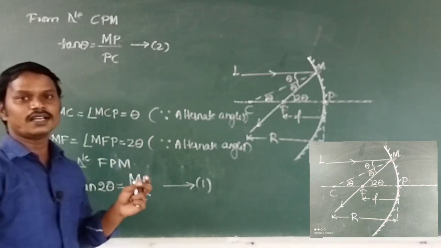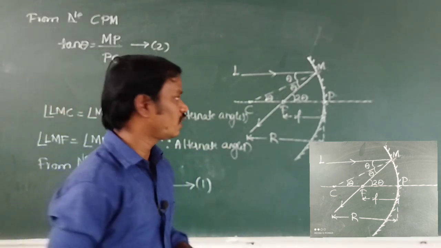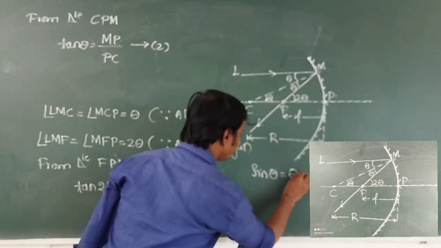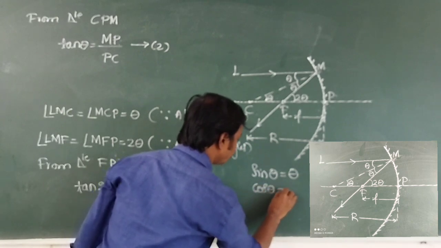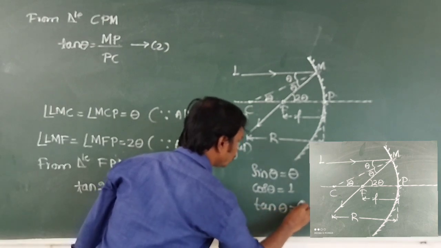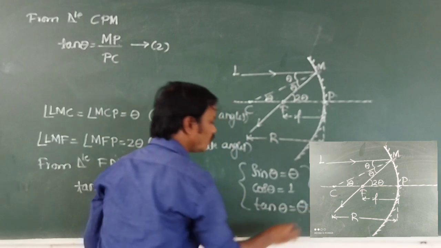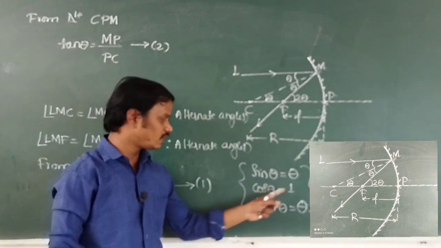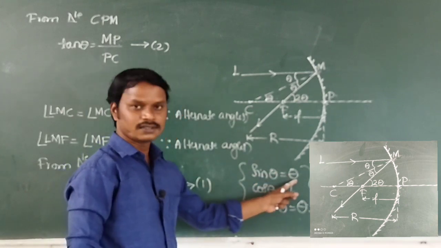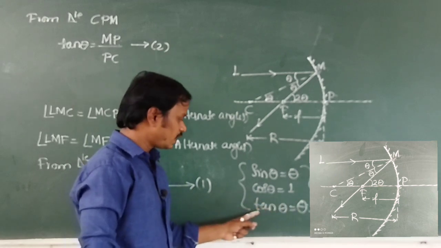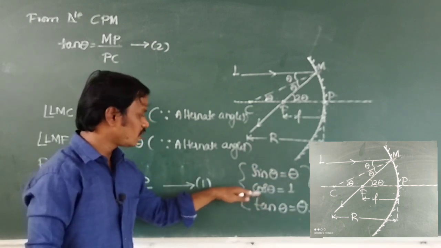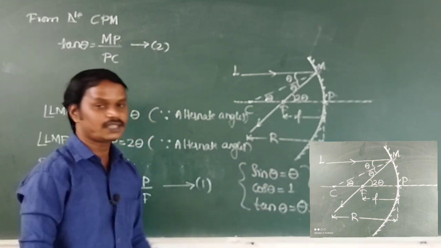Then for small angles, tan theta is theta, because for small angles, sin theta is theta, cos theta is 1, and tan theta is theta. Remember these points. These are very important. For example, sin 0 is 0, cos 0 is 1, tan 0 is 0. Means for a small angle, sin theta can be taken as theta, cos theta can be taken as 1, and tan theta can be taken as theta.